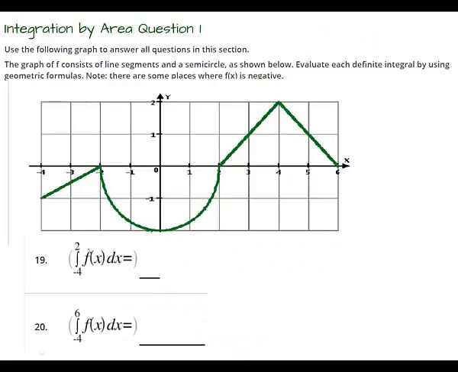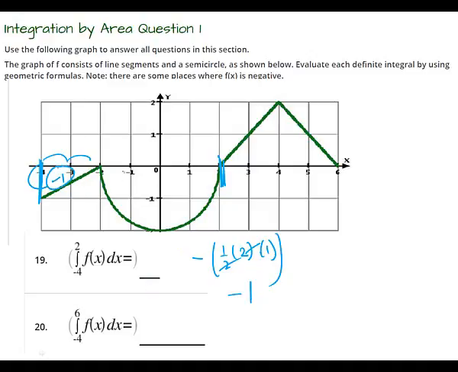Alright, this one says I'm going from negative 4 all the way to 2. So I need to do the area of the triangle and the area of the semicircle. And they're both what? Negative. Good. Okay, so I know I got a negative 1/2. What's the base length? 2. What's the height? 1. So times 1. So the area of the triangle is actually what? Negative 1. So this area down here is negative 1.